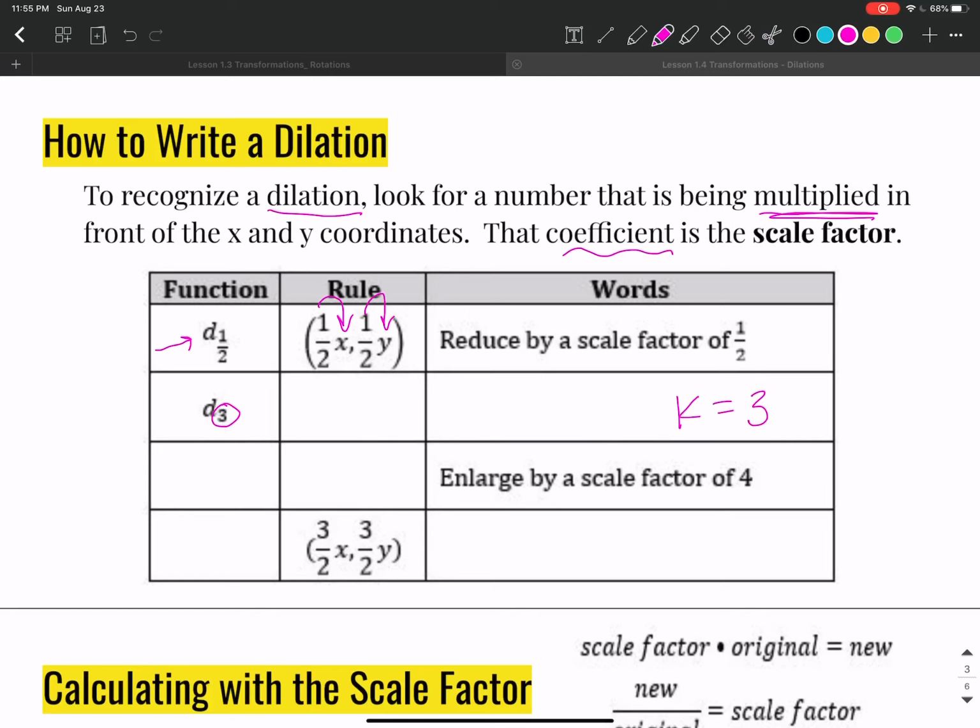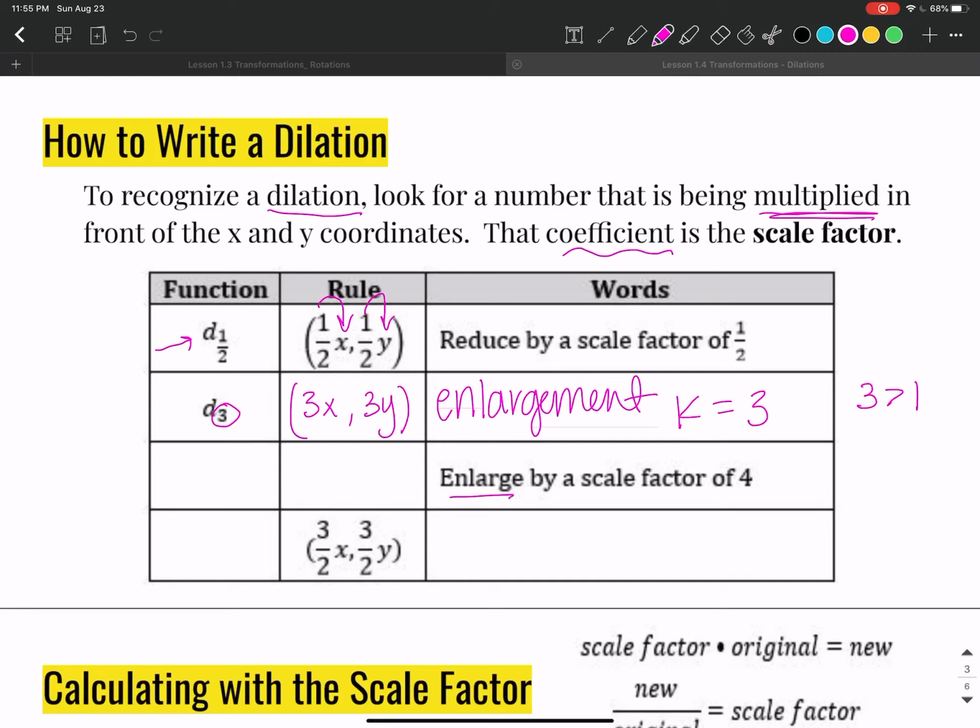So think about it. If K is equal to 3, if my scale factor is 3, is this going to be an enlargement or a reduction? Well, remember that it is greater than 1. So that means it's going to be an enlargement. And again, that's because 3 is greater than 1. So let's write the rule. We know we have x, and we know we have y. And again, our scale factor is always going to be multiplied in front. So 3x, 3y.